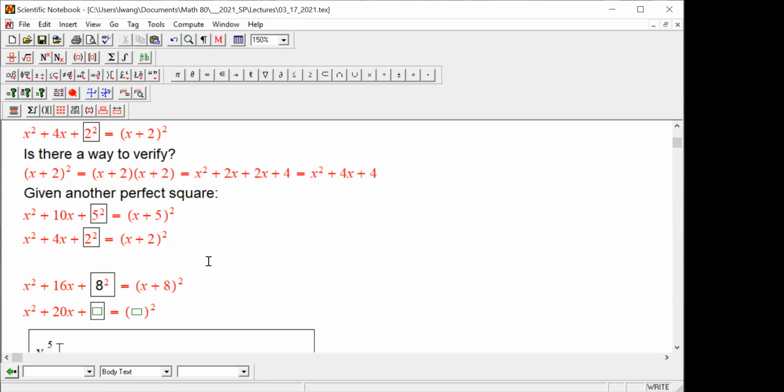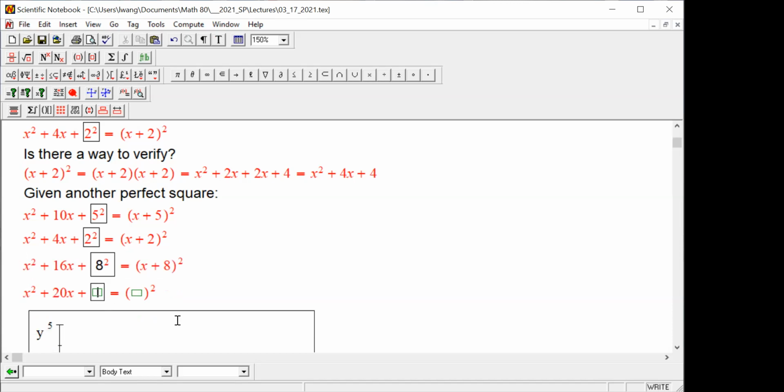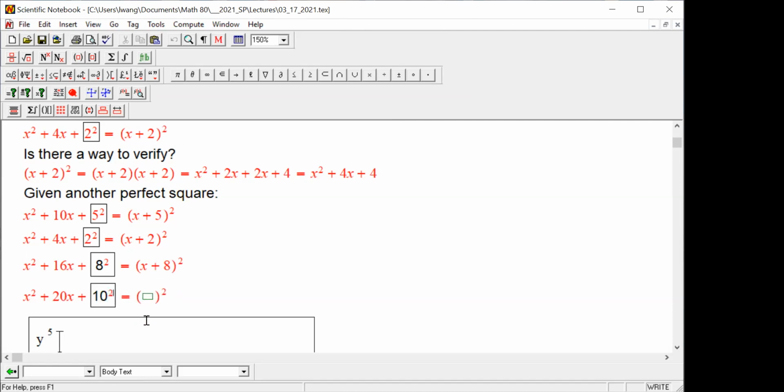This repeats. So what should this number be? Come on, guys. Would that be half of 20? 10 squared? Where is everybody? 10 squared would be 100, wouldn't it? Yes, 10 squared is 100. Is that okay? Does it work?